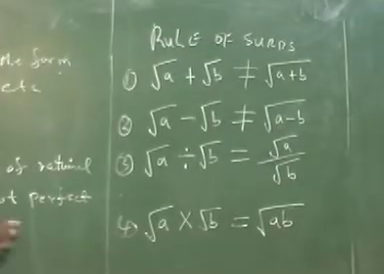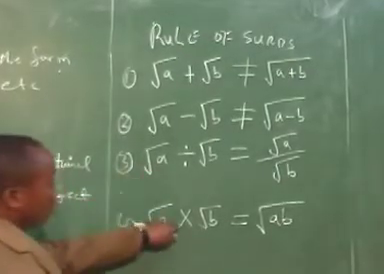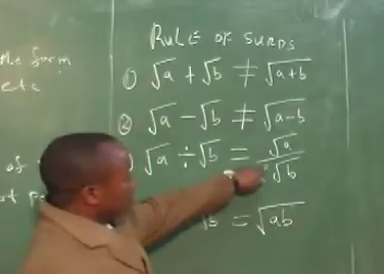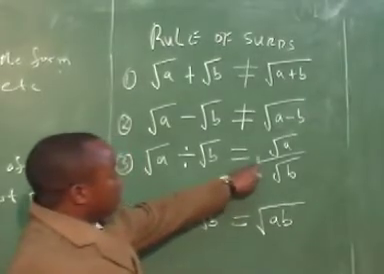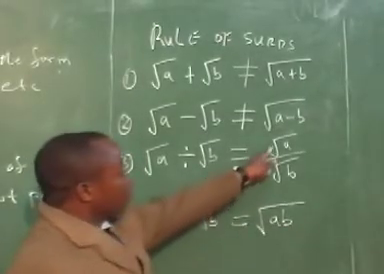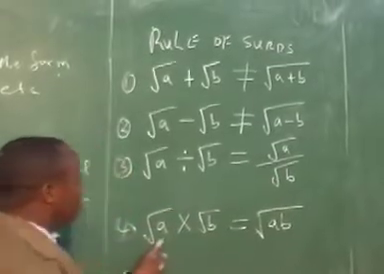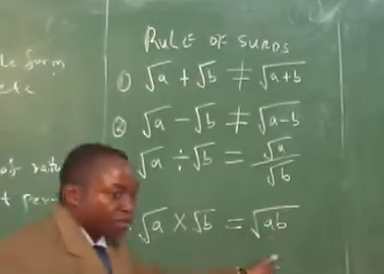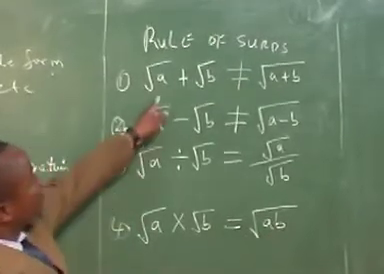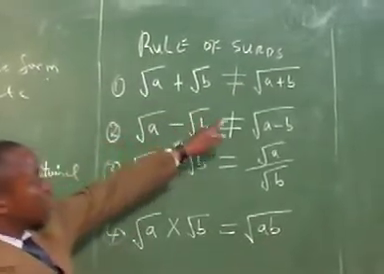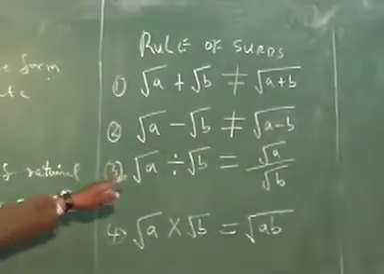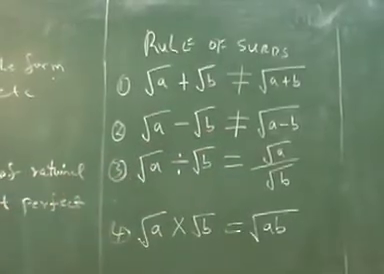That is, division and multiplication will be equal to this. That is, this divided by this will be equal to this. And then root A times root B will be equal to root AB. But for root A plus root B, it is not equal to that. And root A minus root B is not equal to that.